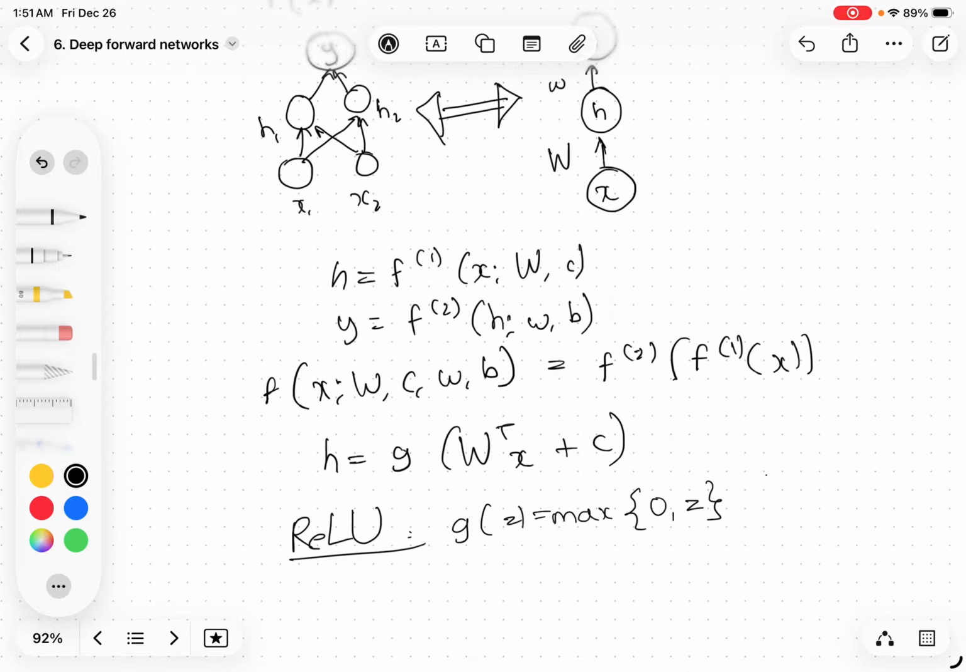And the ReLU, if you were to draw a graph of it, basically looks like this. Anything before 0, the output would be just 0. Anything above 0, the output would be the same as the input.